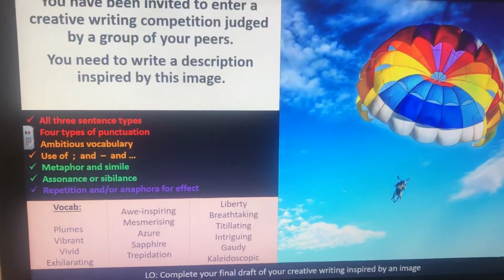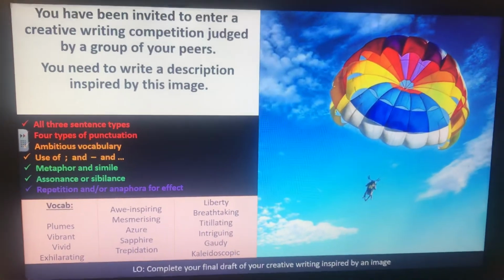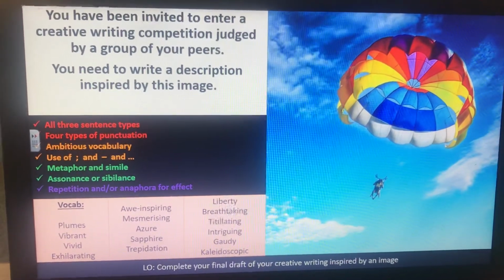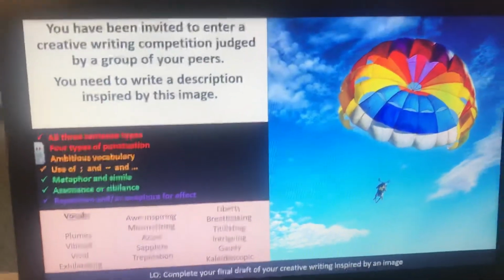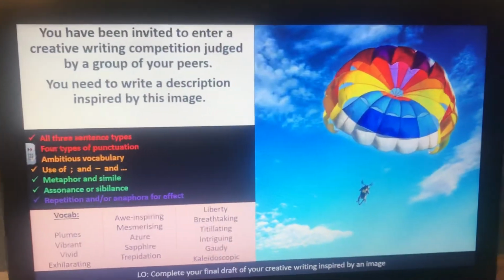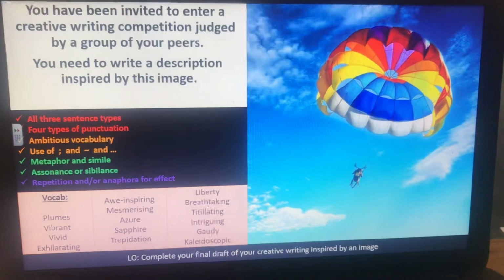4 different types of punctuation, ambitious vocabulary, so really think about upgrading your work, and a really helpful tip that I learned from Miss Bolden is start with the most simple words, start with really simple words and then go back and upgrade them. Try to use a semicolon or a dash or ellipsis, and again, if you can't remember why or when you use those types of punctuation, go back to the lesson on Monday.